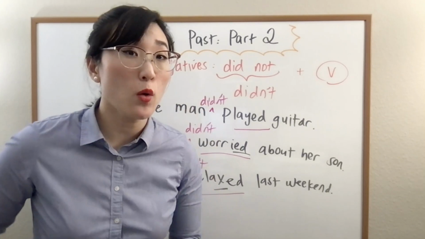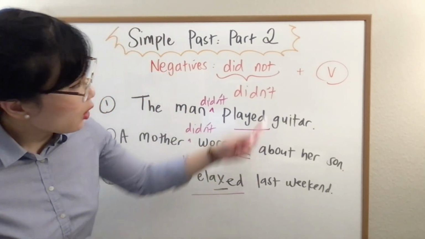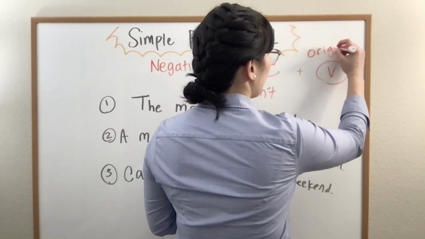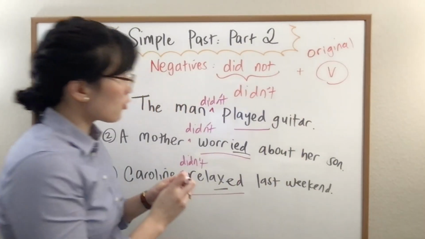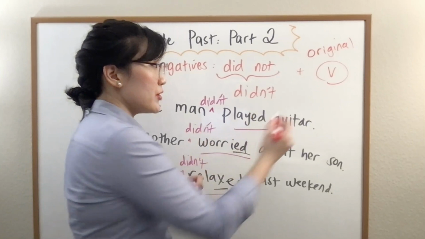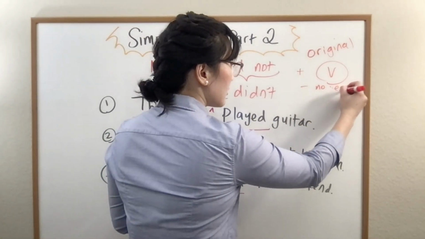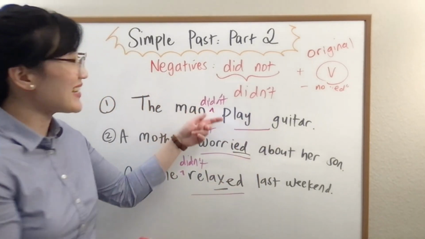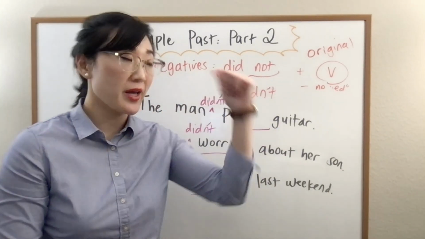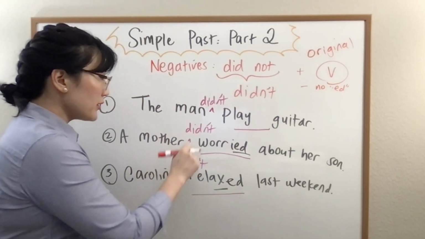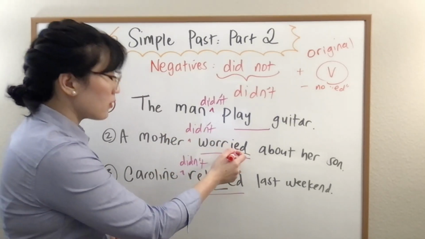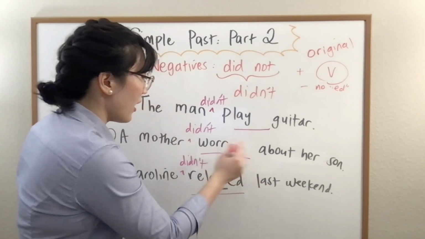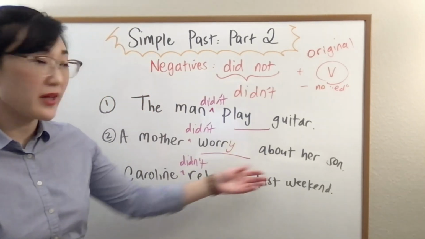No, there's one more thing that you must do. Over here, this is the original verb. So that means you can have no ed. None of this, no ed. So the man didn't play the guitar yesterday. Or the mother didn't worry. Oh, IED. So IED is a Y. The mother didn't worry about her son.